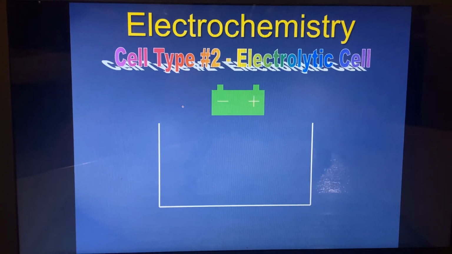All right, so here we go. General thing. Here's our one container. I drew it pretty big. All right, and you need some electrical source. I drew it as a battery because that is a source of electricity.